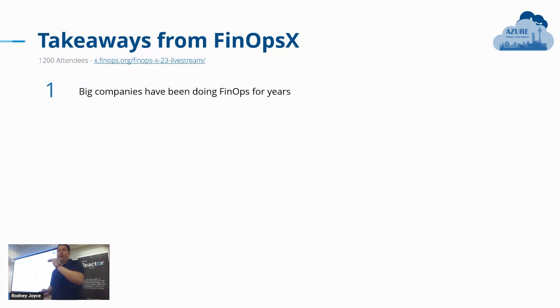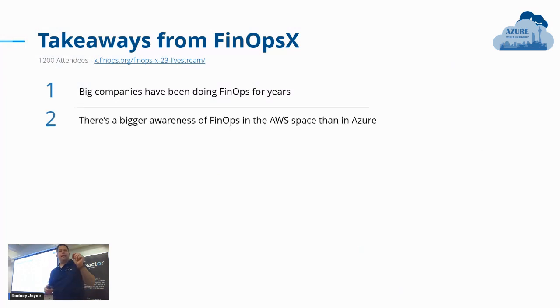The smaller businesses and the medium businesses have not been. There's definitely a bigger awareness of FinOps in the AWS space than the Azure space. This could be due to the size of the market, but I don't think so. I don't think the market's that disproportionately different. I'm actually not sure what the reason is. It's really interesting because Azure typically targets business and enterprise, and AWS targets technical. That's a bit of a controversial statement, but Microsoft's very good at capturing business. So it's quite interesting that that's the case.